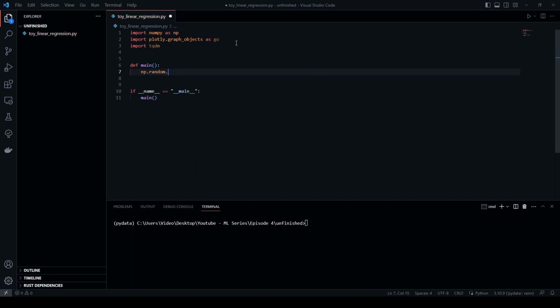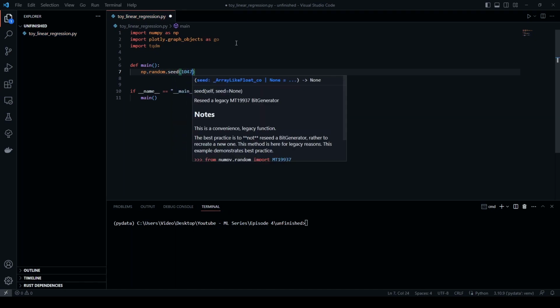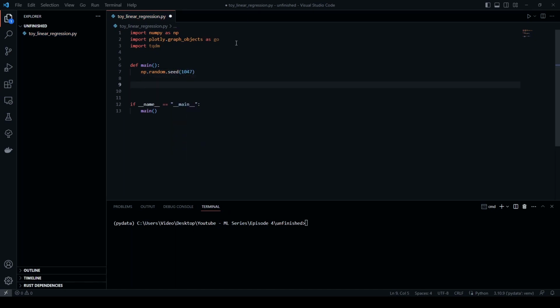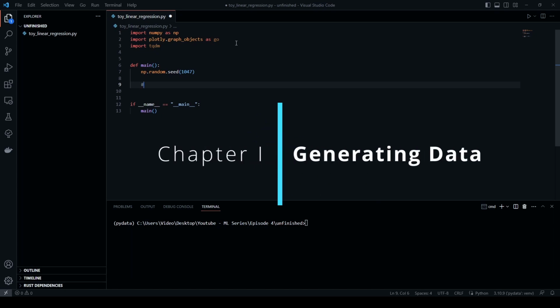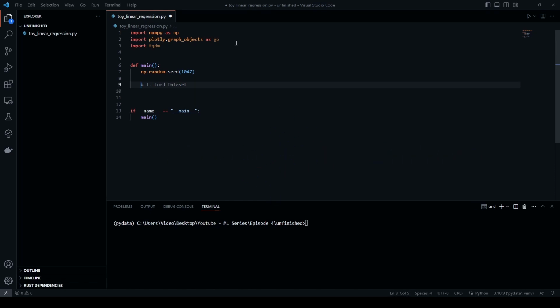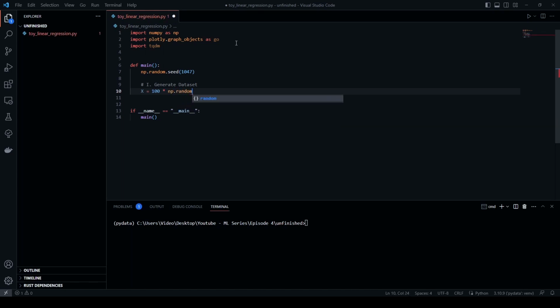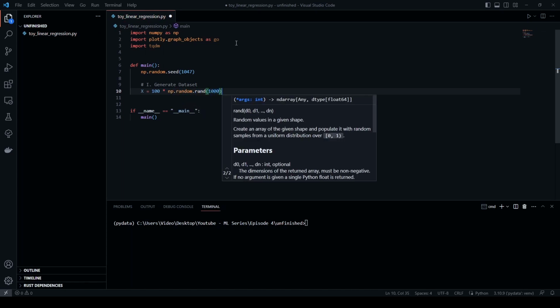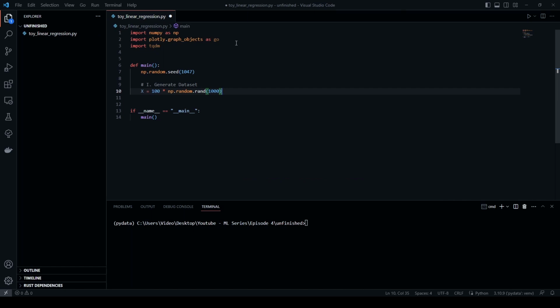Okay, so let's start coding. First of all, I will define a seed, such that we can make sure that we obtain the same result each time we execute the script. Then we will load the dataset, or let me specify it more precisely, generate our dataset. So we have only one feature, which is x. X will be equal to 100 times np.random.rand(1000). So we want to generate 1000 data points. That is why 1000 goes in here.